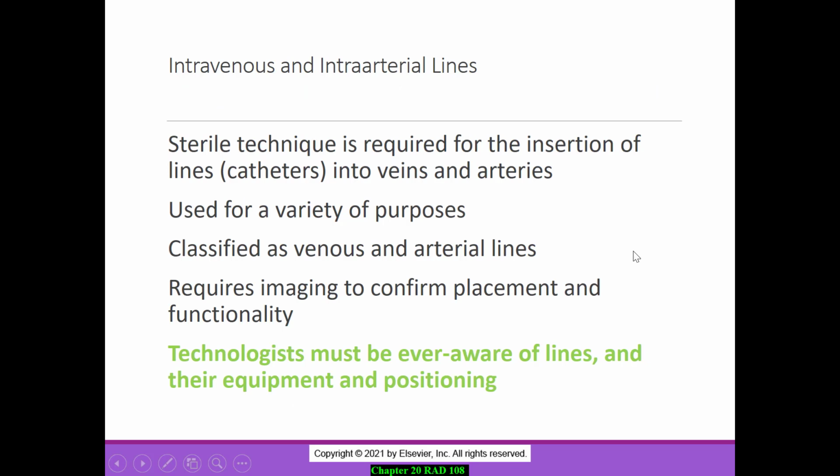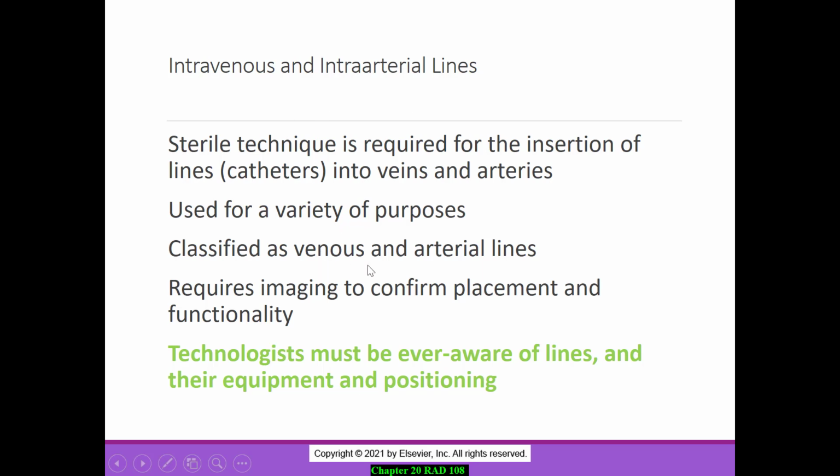Okay. So some lines that you need to be familiar with. They do have intravenous and intra-arterial lines. They're going to use sterile techniques when they're inserting these catheters because they are going into the veins and arteries. They're going to use them for a variety of purposes. So that may be medications that they're placing into these. So they may do blood draws through these.